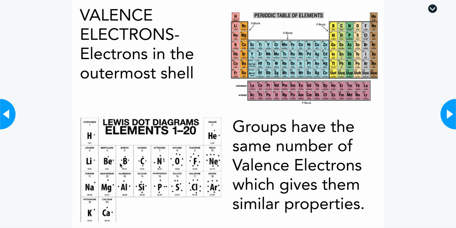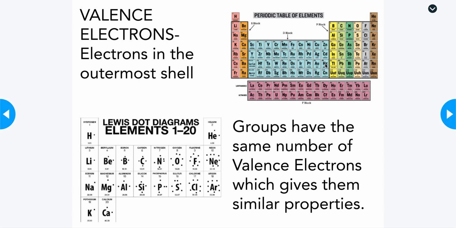This is actually organized in the same manner as the periodic table. So hydrogen, lithium, sodium, and potassium, they all have 1 valence electron. Beryllium, magnesium, and calcium, they all have 2. Now, very important thing here.